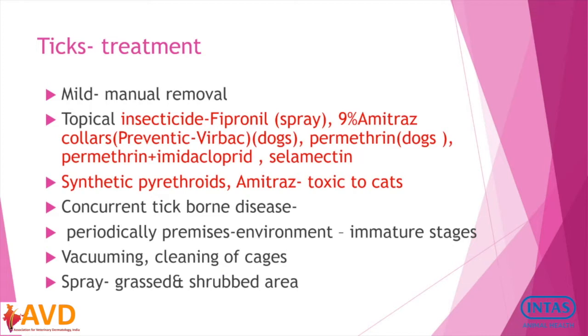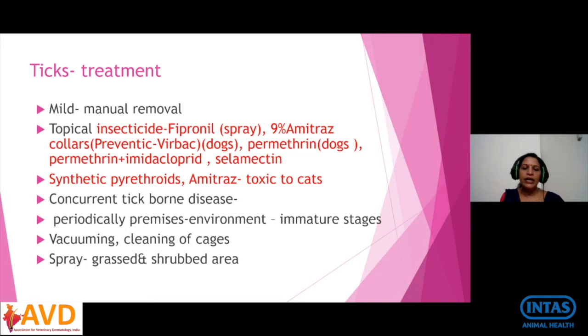Along with the control of ticks, we have to take care of concurrent tick-borne diseases. If they are present, we have to treat for that. Periodically, the premises environment should be taken care of for the immature stages. Vacuum cleaning is very important, as is cleaning of the cages. We can also spray on the grass, because ticks will be mostly present near grasses or shrubbed areas. So the grass near the kennel should be cut.